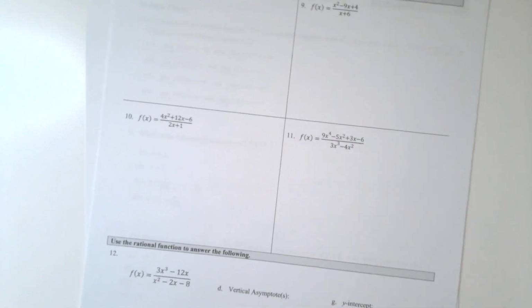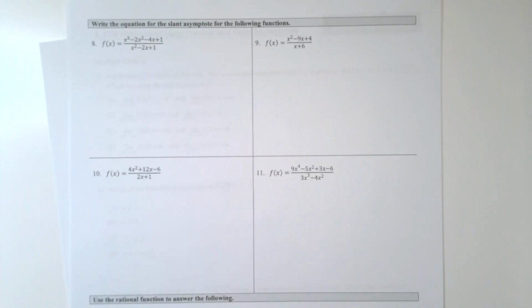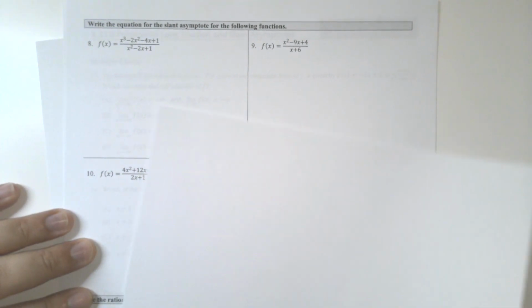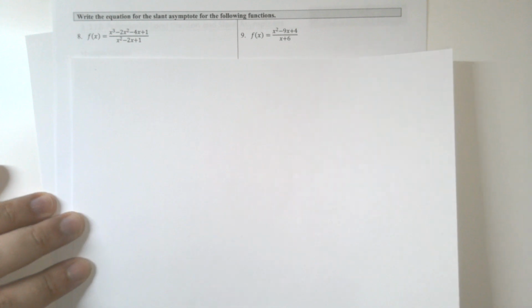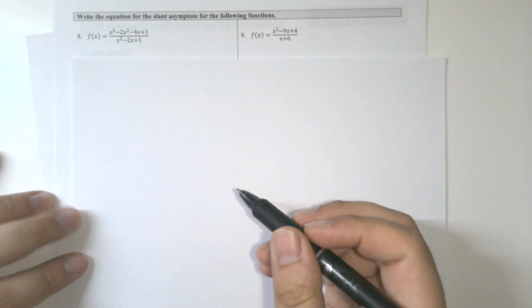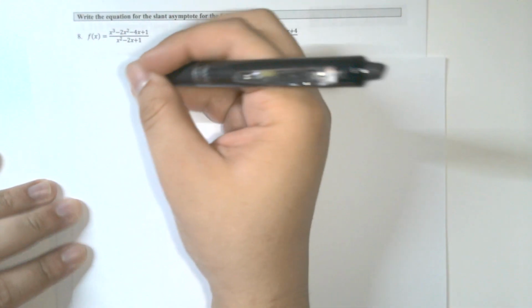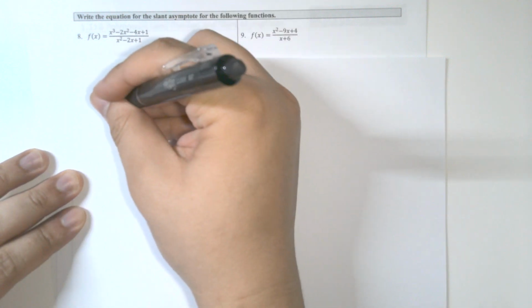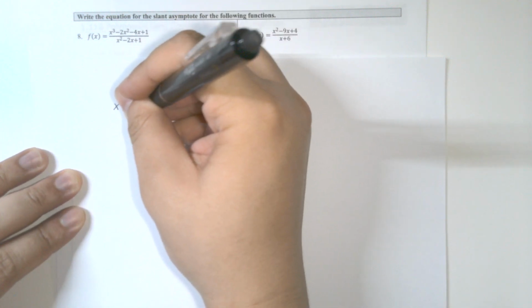All right, so let's look at the next few problems. The next few, we want to write the equation for the slant asymptote of the following functions. So really, all we have to do is do our polynomial long division or synthetic division, depending on which calls for it. And then that will tell us what our asymptote is.